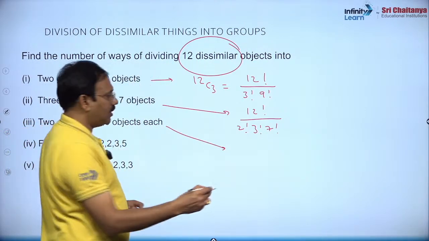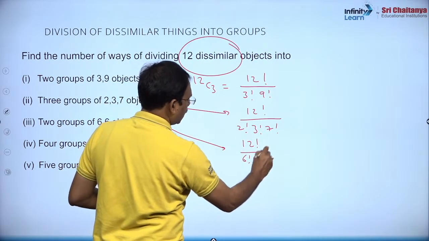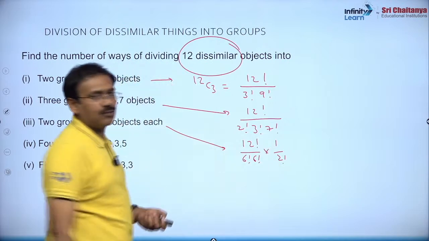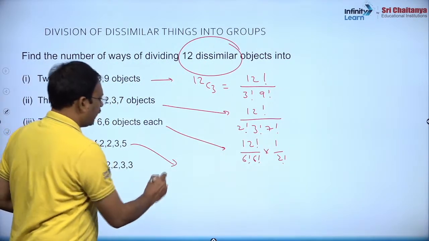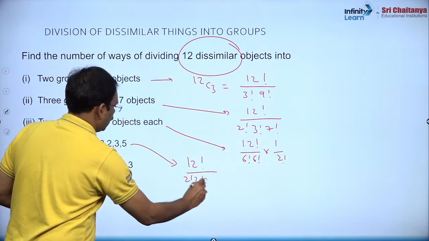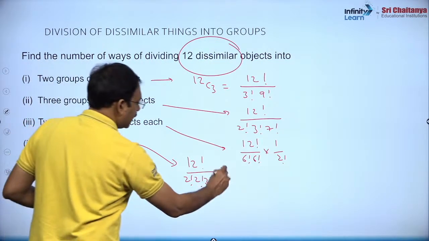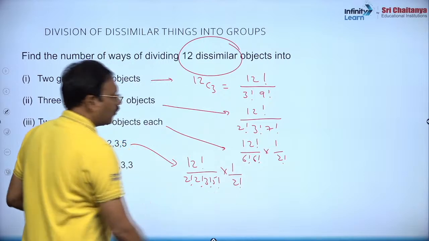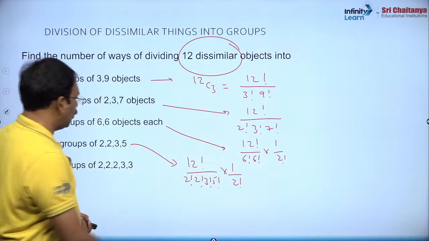Since both are equal, 12 factorial by 6 factorial into 6 factorial into 1 by 2 factorial we write, my dear friends. Suppose 2, 2, 3, 5, you will get 12 factorial by 2 factorial into 2 factorial into 3 into 5 factorial. Now there are 2 identical groups, so 1 by 2 factorial you will write, my dear friends. Then 2, 2, 2, 3, 3.